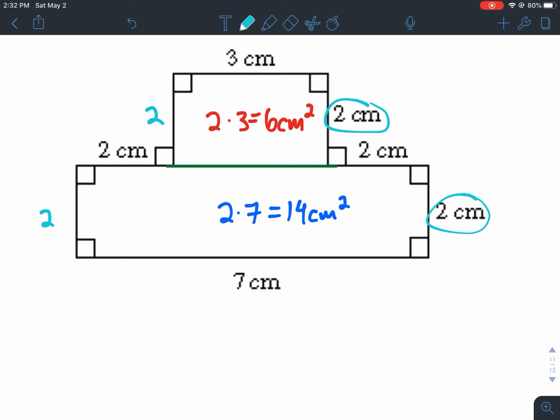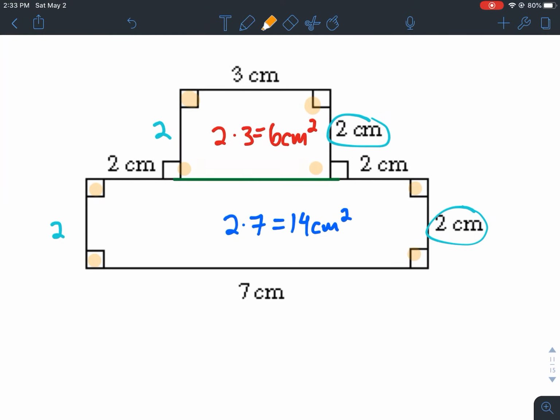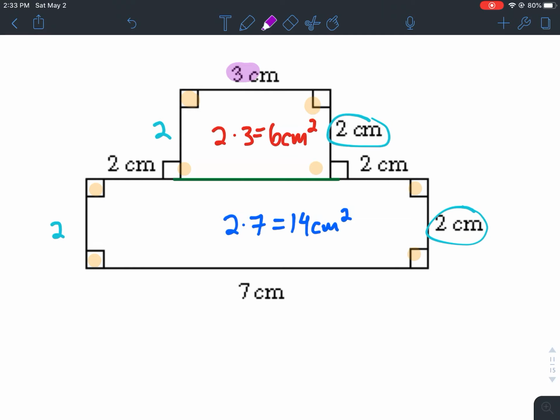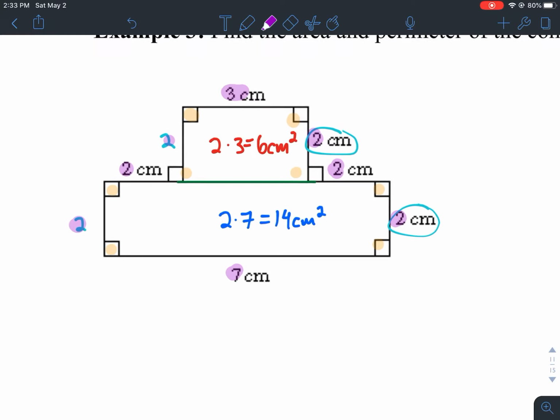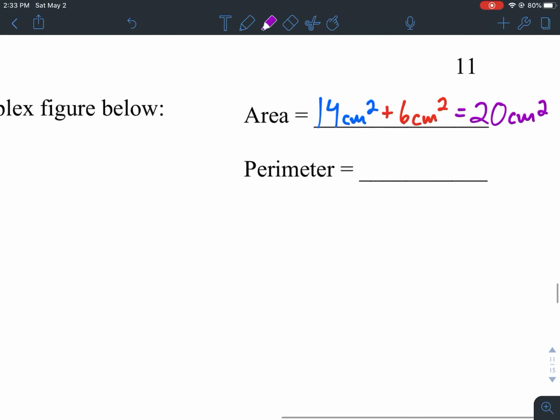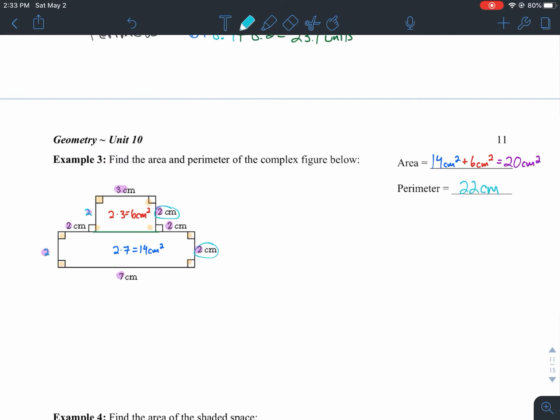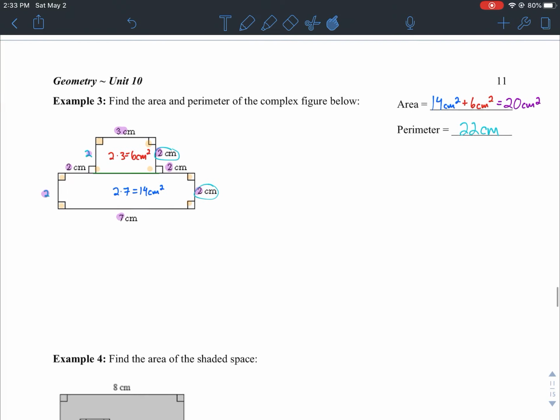The way we know it's a rectangle is because we have 4 90-degree angles here. And same thing up here. We got 4 90-degree angles, so we got 2 rectangles. So we have all the blanks that were missing. We can add all the sides together. Let's start at the top. You got 3, 2, 2, 2, 7, 2, 2, 2. That takes care of all the sides. If you add them all together, that should be a total of 22 centimeters around that composite figure.